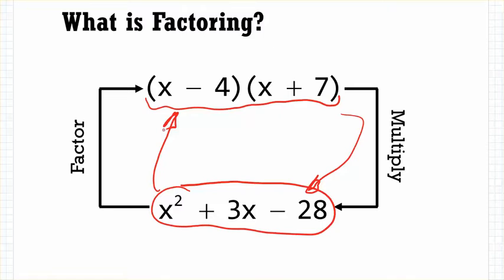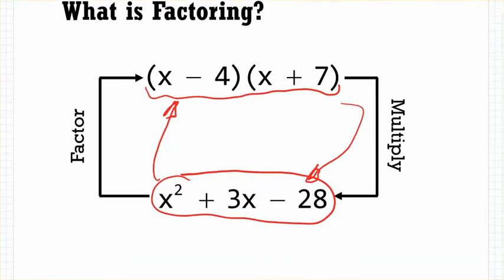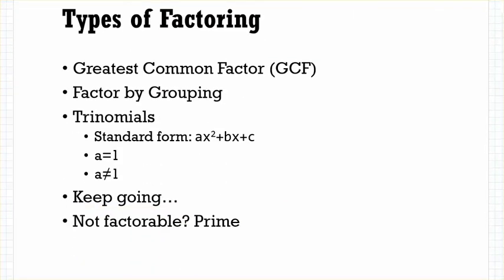What greatest common factor can do is simplify your expression or equation to make it easier to then do other types of factoring. So greatest common factor is a preliminary for many other types of factoring. In this video, we're going to talk about the first two, greatest common factor, which I usually abbreviate GCF, and then an offshoot of greatest common factor, factoring by grouping.